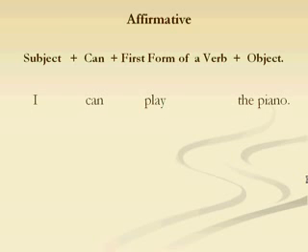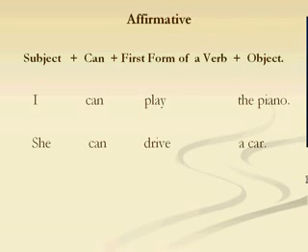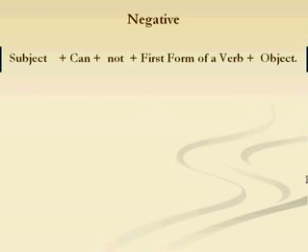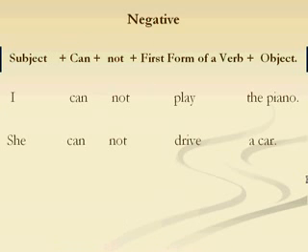For example, I can play the piano, or she can drive a car, right? Now we look at negative structure: subject plus can plus not plus first form of a verb and then object. You know that not is the sign of negation. Without including not in your sentence, you cannot have a negative sentence. For example, I cannot play the piano, she cannot drive a car.